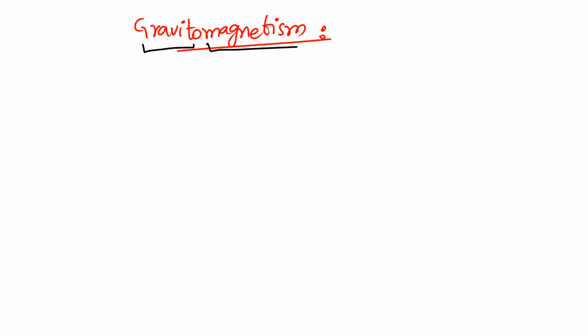So the topic today is chapter 6 of Ryder's book, as mentioned in the assignment. The name of the chapter is Gravitomagnetism. As we can see clearly from the name, this is the combination of gravito and magnetism, which will describe gravity plus magnetism.